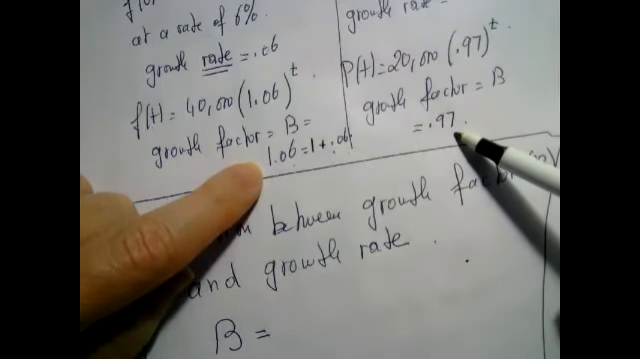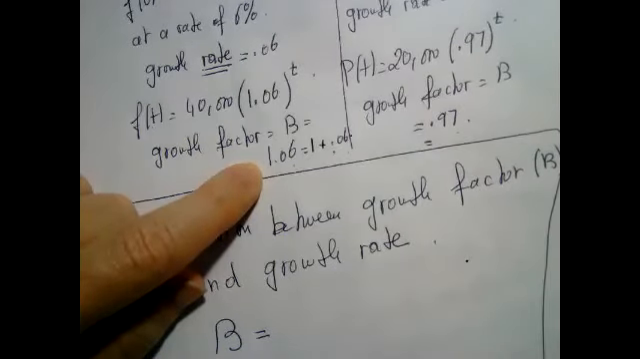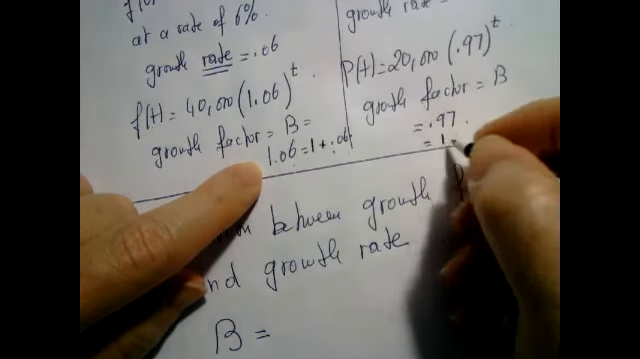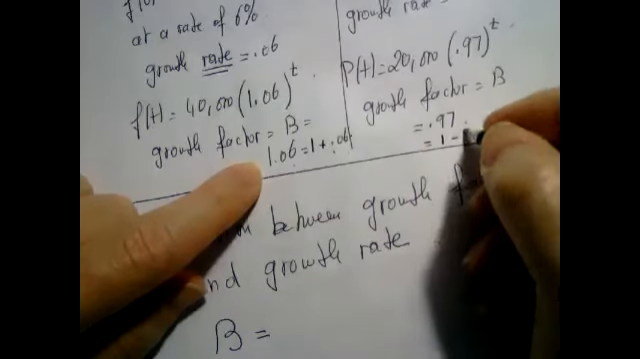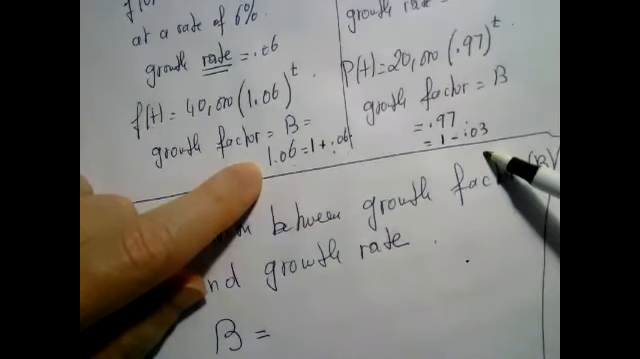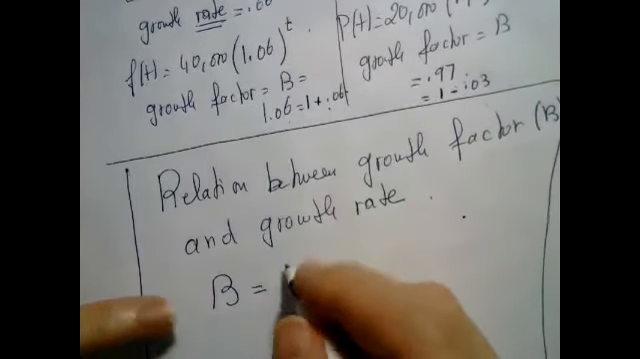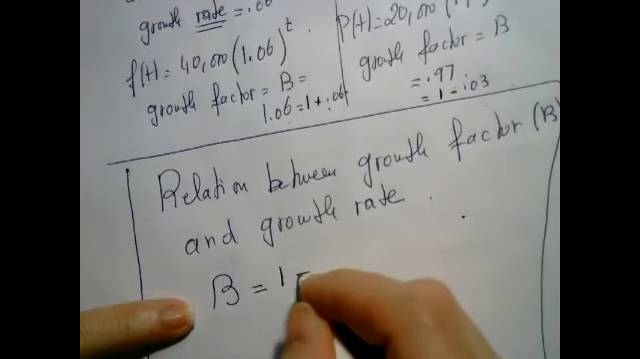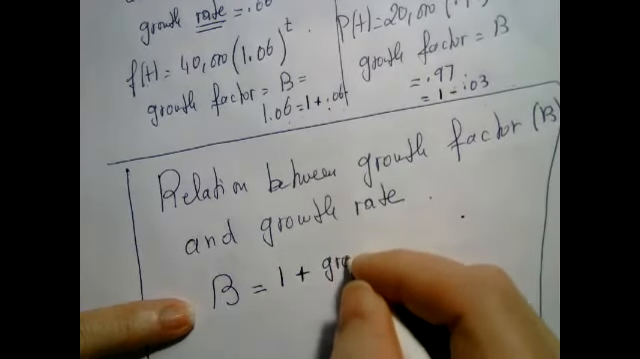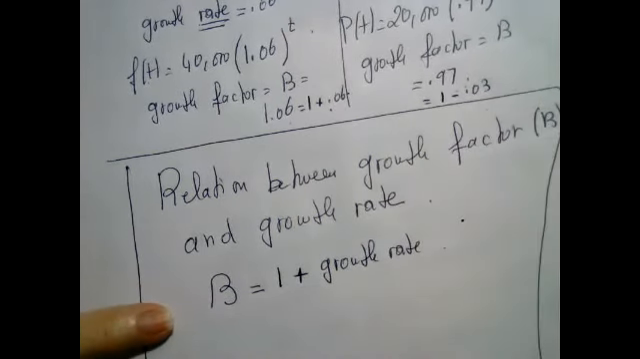Where is the 0.97 coming from? The 0.97 coming from is the following. It's the 100%. You took away the 3%. So this was the 1 minus the 3%. That's where the B is coming from. So in general, what's going to be the relationship between the growth factor and the growth rate? The relationship is that the growth factor, which is the B, is 1 plus the growth rate. Okay, that's the relationship between them.